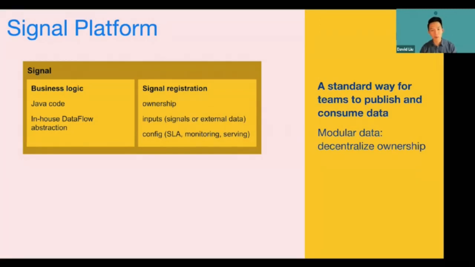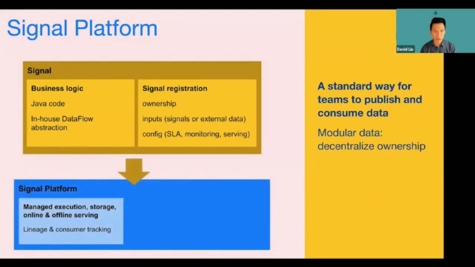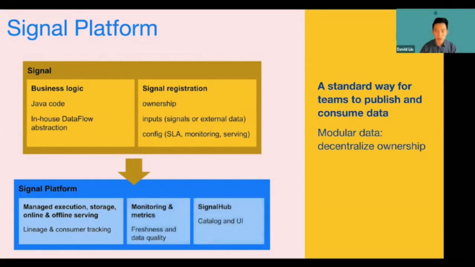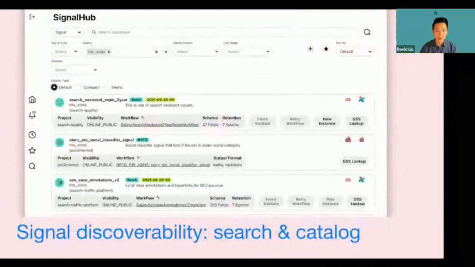Our platform will then manage execution of their signal whenever their inputs change. We'll handle storing the results and serving the data to customers. We manage the monitoring, metrics, and alerting, and we provide a UI called Signal Hub. Here's how that UI looks.